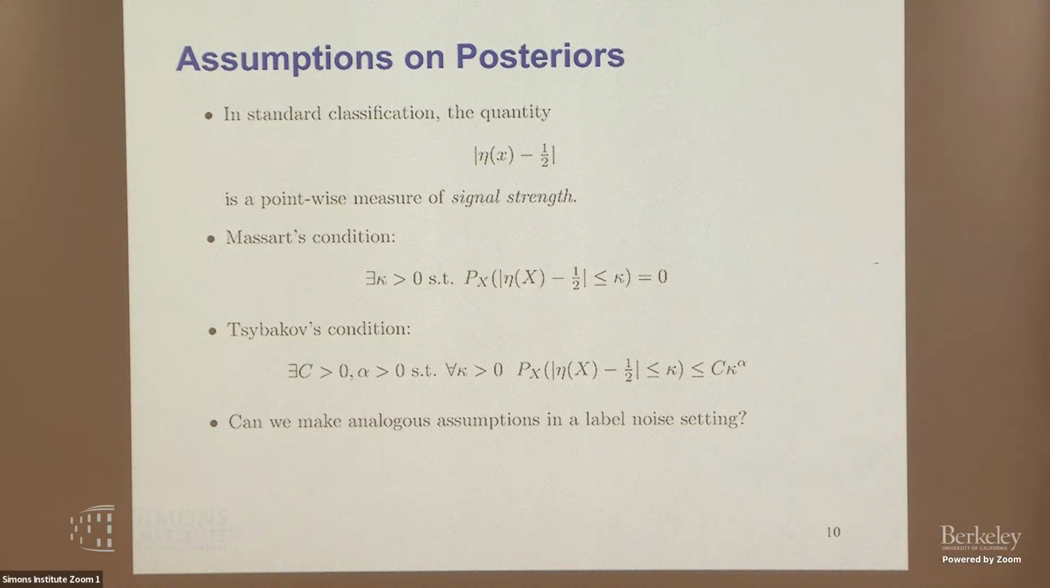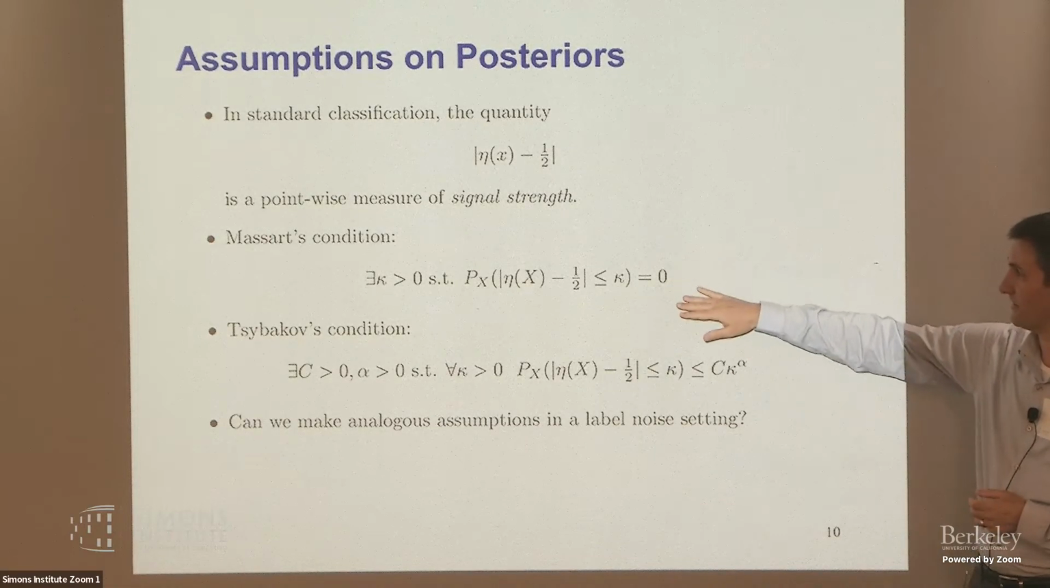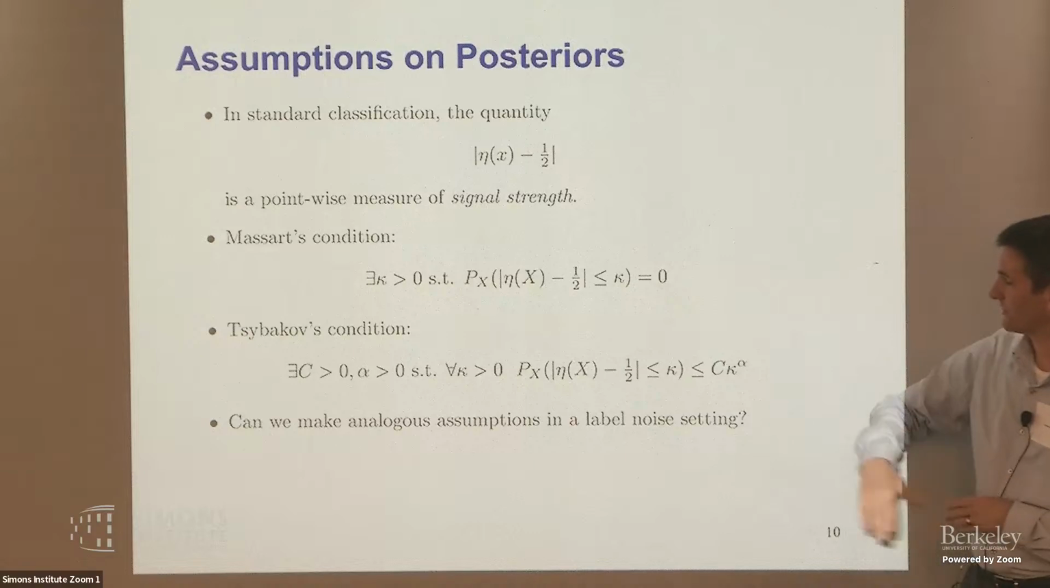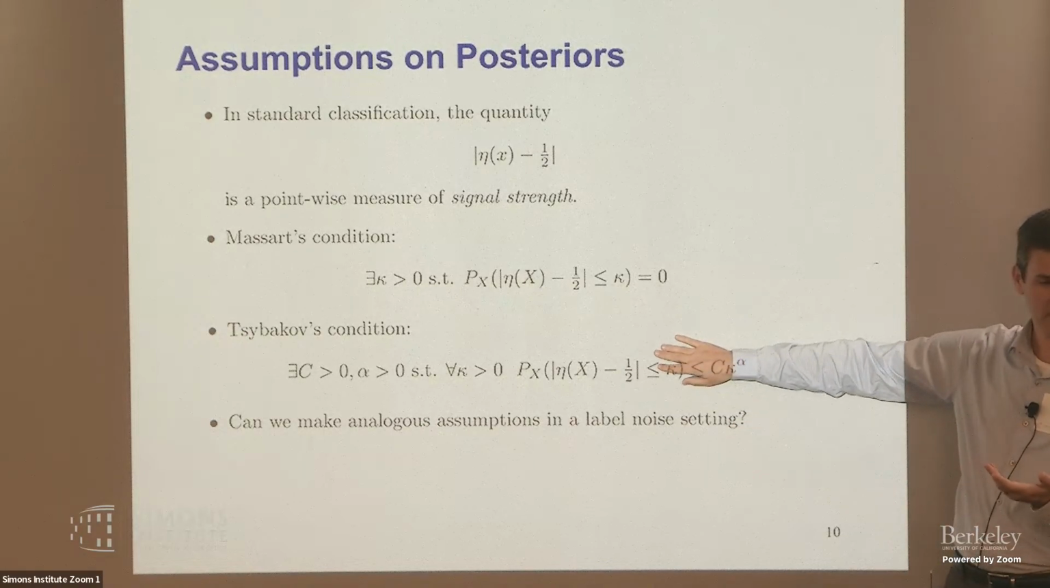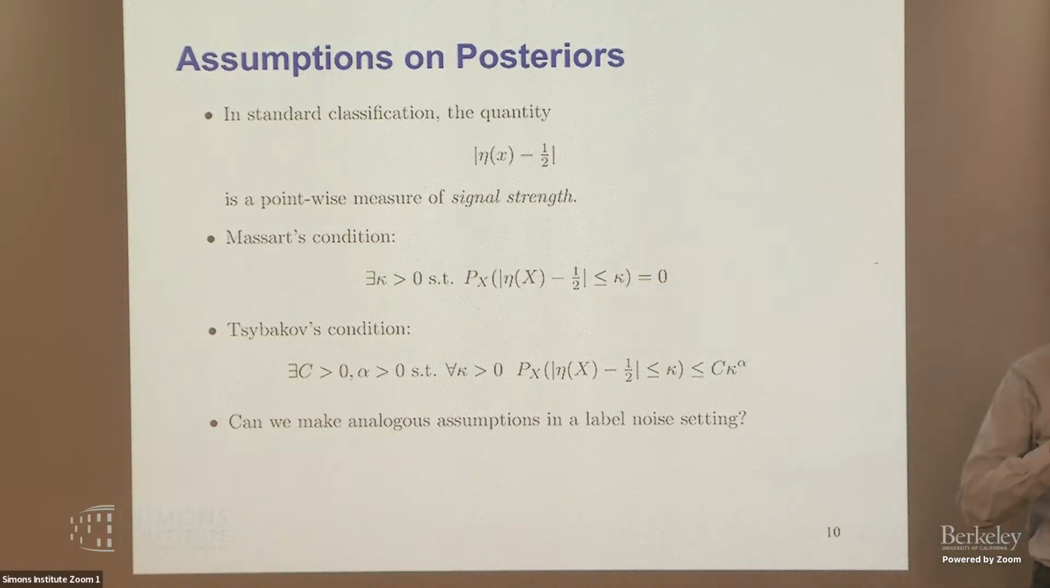All right, so with this notion, we've got, for example, Massart's condition, which says that this signal strength is bounded away from 0 with probability 1. Or we've got a somewhat smoothed version of that, Tsybakov's condition. So both of these are in terms of this quantity, which you can think of as just a pointwise measure of signal strength. How much does the label tell us about the optimal prediction at that point x? So can we do something analogous in a posterior drift or label noise setting?